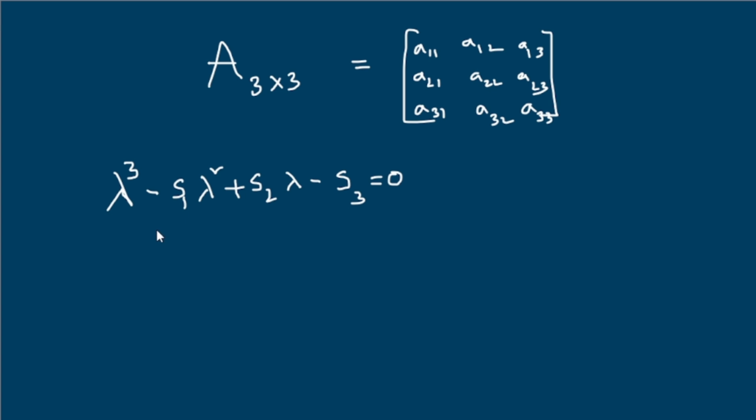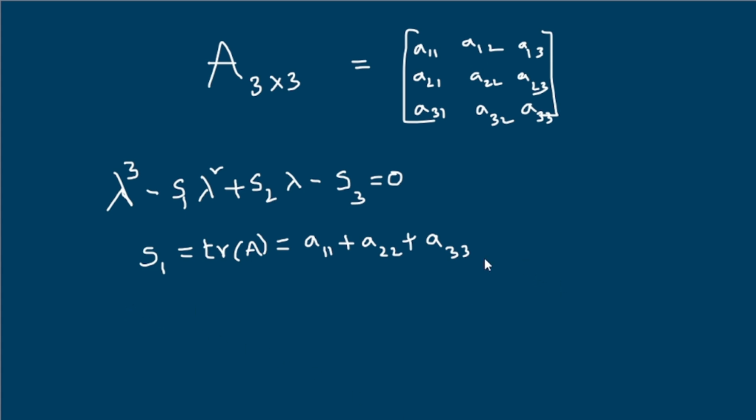So, what are S1, S2 and S3 here? Here, S1 is the trace of A. What do you mean by trace? Trace is the sum of the principal diagonal elements, A11 plus A22 plus A33. So, the sum of these three elements is S1.